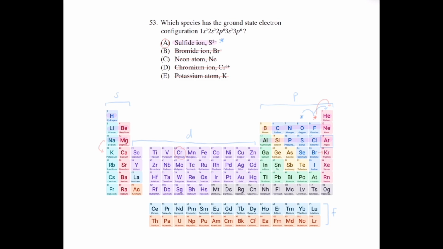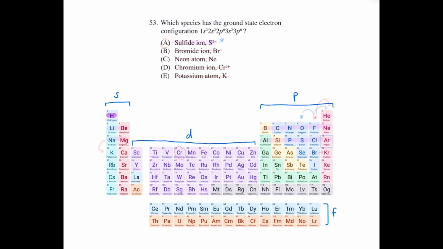So just looking at the periodic table, the leftmost 2 columns represent the S block. The right-hand side of the periodic table, excluding helium, are the P block. The transition metals make up the D block, and then down at the bottom, we have the F block. So let's go through and map out this electron configuration.